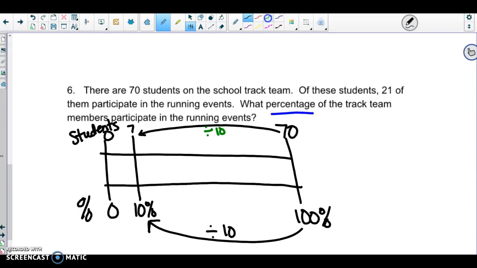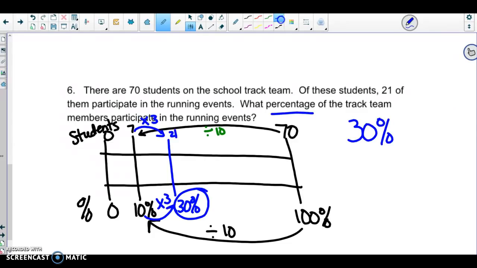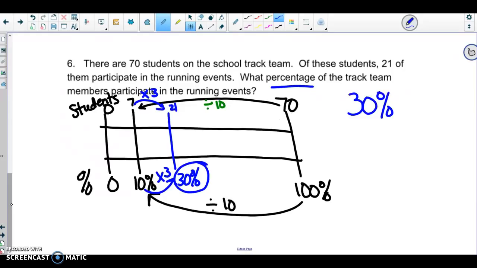Well, now that I know 7, can't I say, oh, I can get to 21 here. How would I do that? Well, I would multiply by 3, because 7 times 3 is 21. So what would I do to the 10? Well, I would have to multiply by 3. So it should end up being 30%. So my answer, what percentage, is going to be 30%. Again, you might have done something different, and that's okay. All right, I'm going to stop this one here. This is part 1, and we'll do part 2 on the next video. We'll do the next 2 pages.